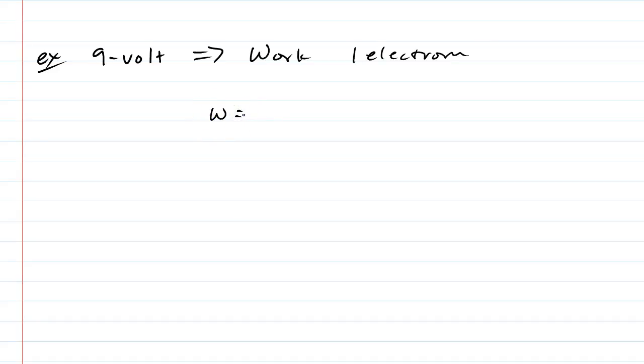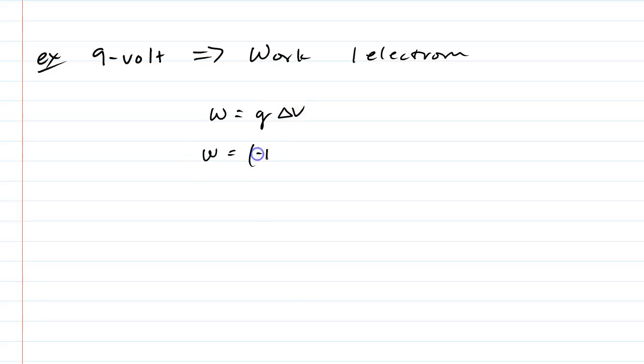So for example, we have a 9-volt battery. Okay, let's figure out what is the amount of work to put one electron from the negative side to the positive side of the battery. And so simply to figure out the magnitude of the work, we're going to be doing W equals Q times the volts.